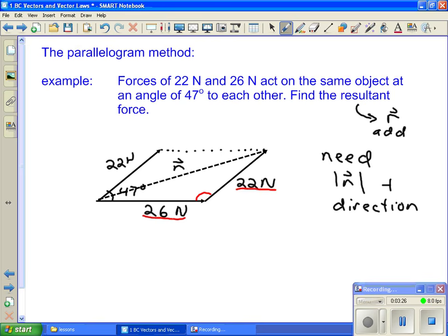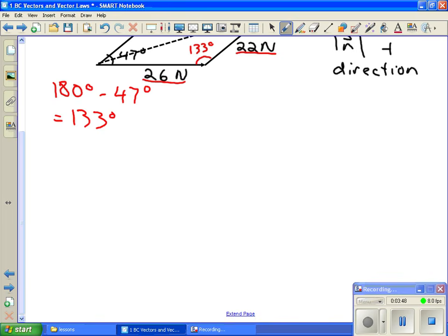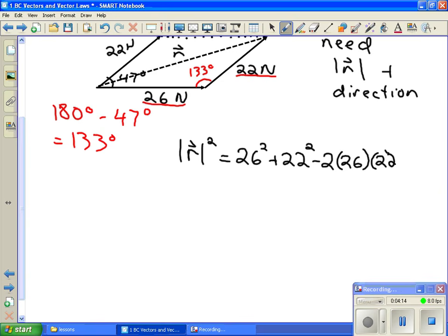Now, how can we figure out that angle? 180 minus 47 degrees is going to give us 133. So if this is 133 degrees in here, we can now use cosine law to figure out what the magnitude of r is. So let's do that. We know that the magnitude of r squared, and I put that in the absolute value symbols because here we're only finding the magnitude. We're going to have to do a second step to figure out the direction. But using our cosine law, 26 squared plus 22 squared minus 2 times 26 times 22 times the cosine of 133 degrees.